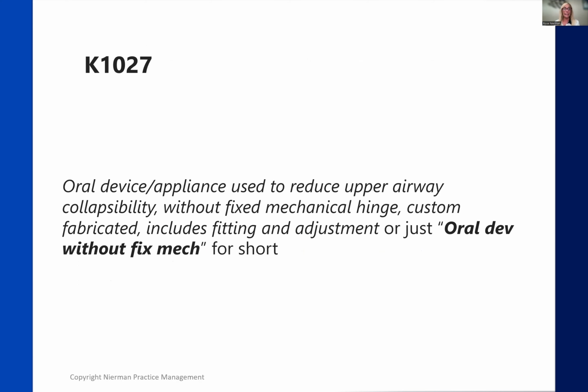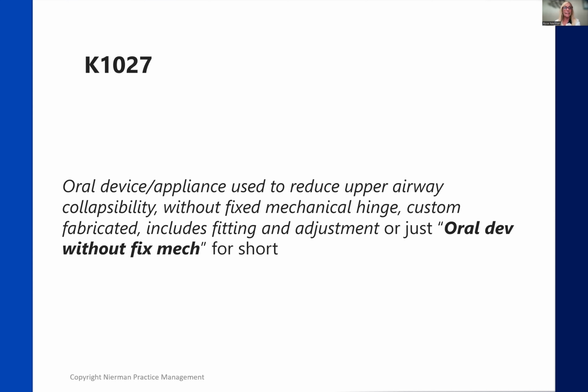Now, I was also asked to talk about the new code for the sleep apnea appliances. I'm not sure if any of you are aware of this, but the K1027 came out in January. That's a durable medical equipment code, and it's an oral device or appliance used to reduce upper airway collapsibility, without fixed mechanical hinge, custom fabricated, includes fitting and adjustment. That's interesting because we already have a code for a sleep appliance, which is E0486, that doesn't mention anything about hinges. So this is going to be an interesting journey to see what happens.